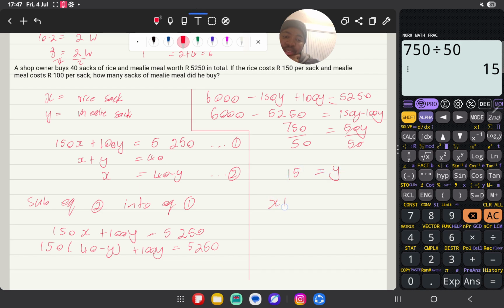Then I remember x plus y equals 40. In fact, I should have gone with x because I already have it from equation 2: x equals 40 minus y, 40 minus 15, which is 25.